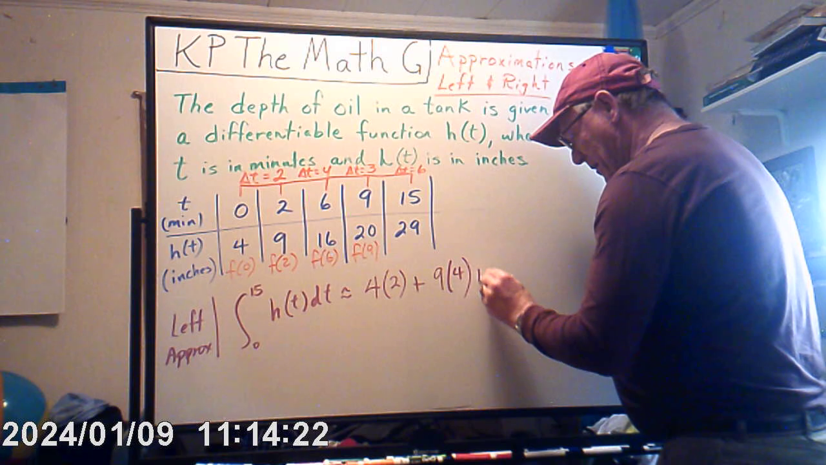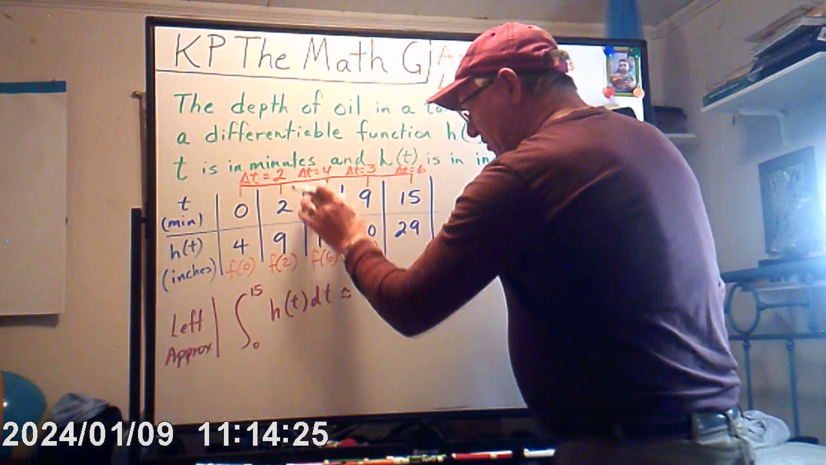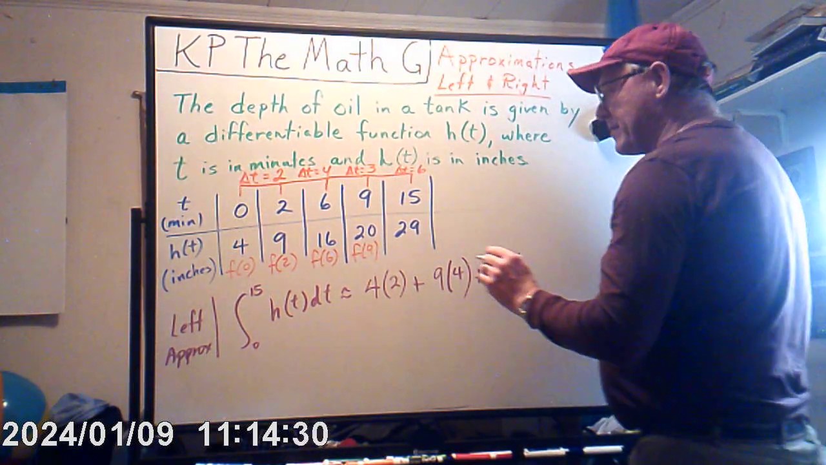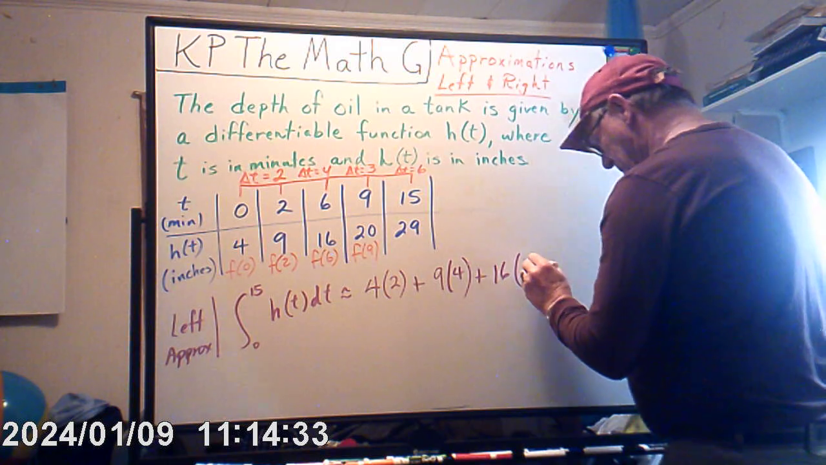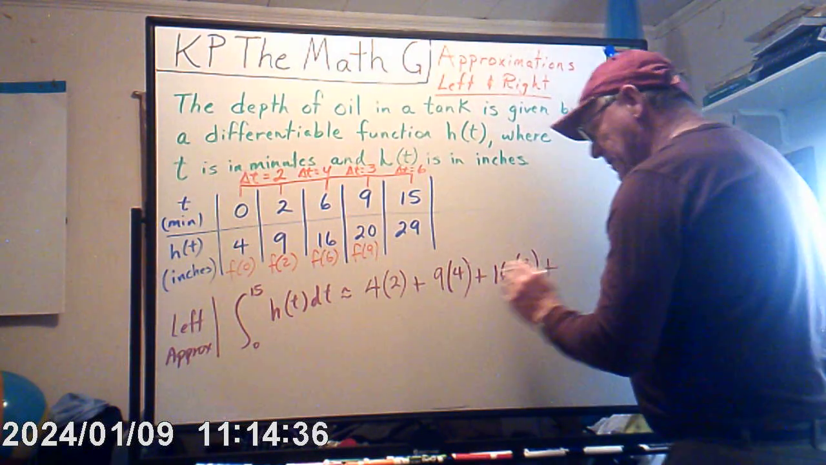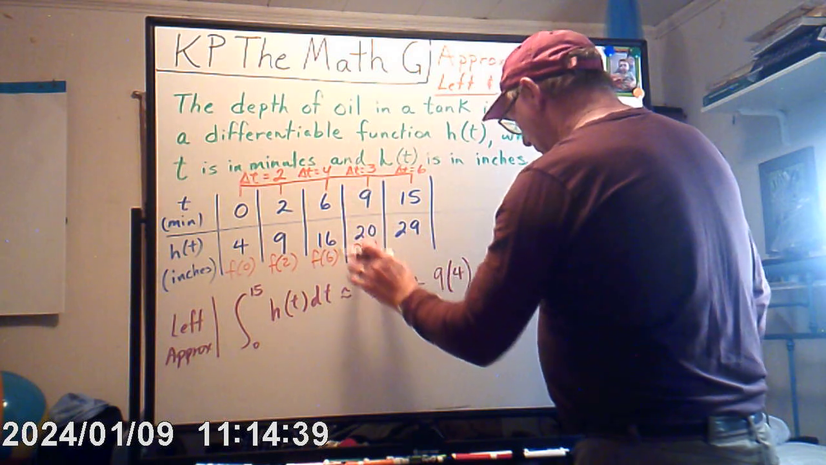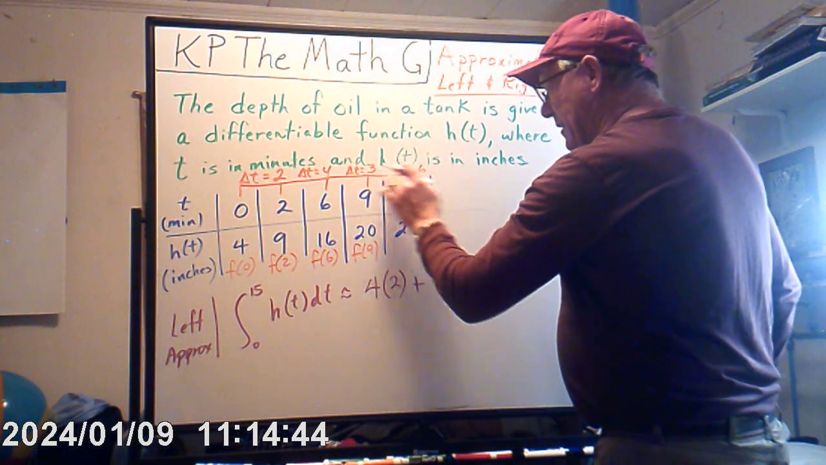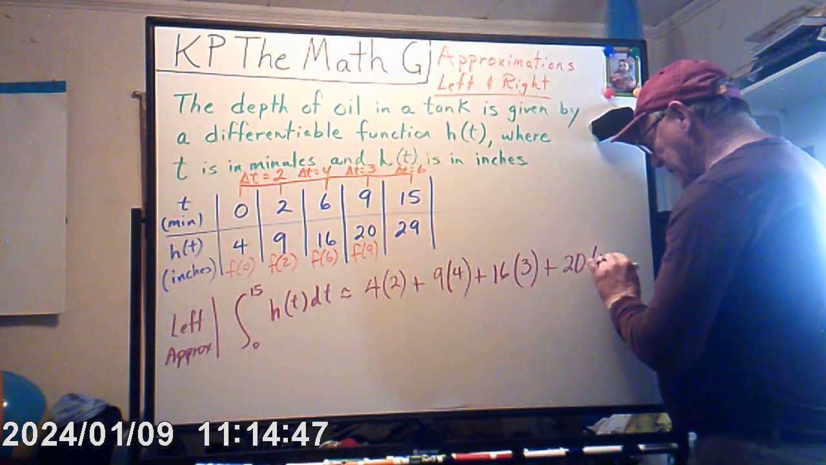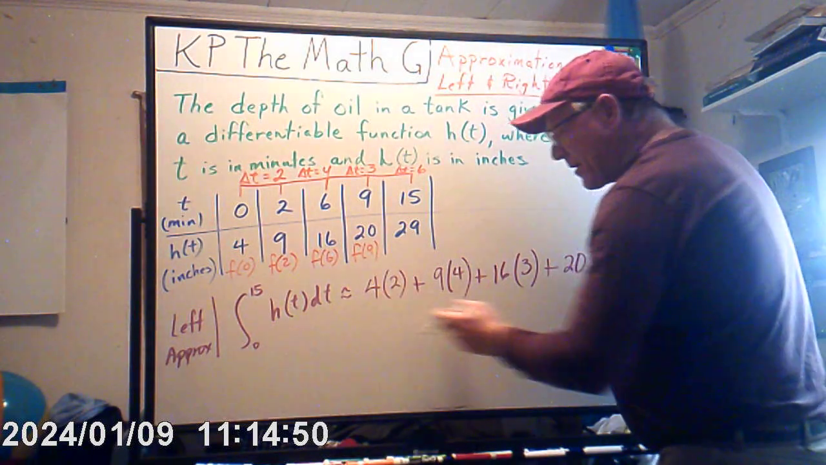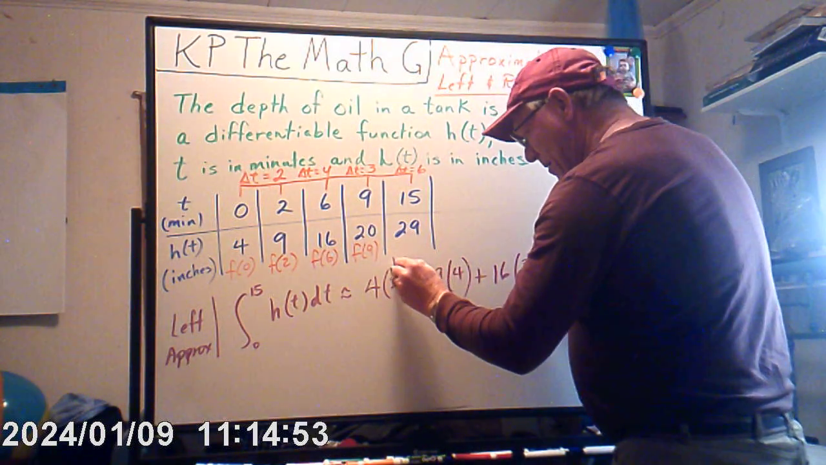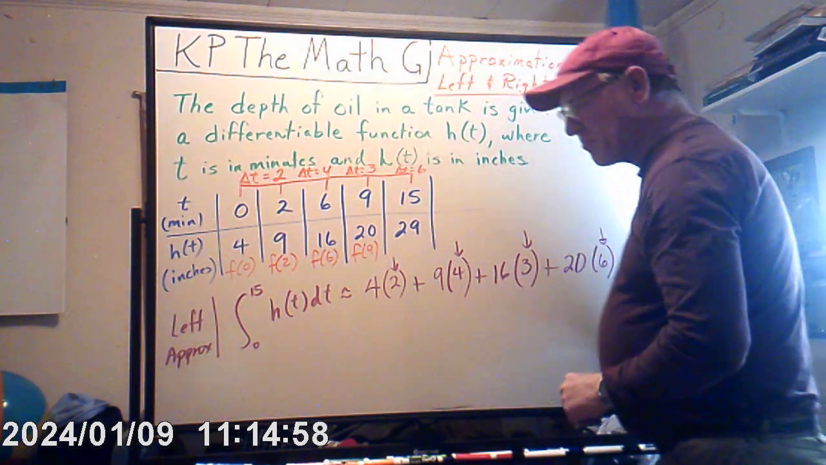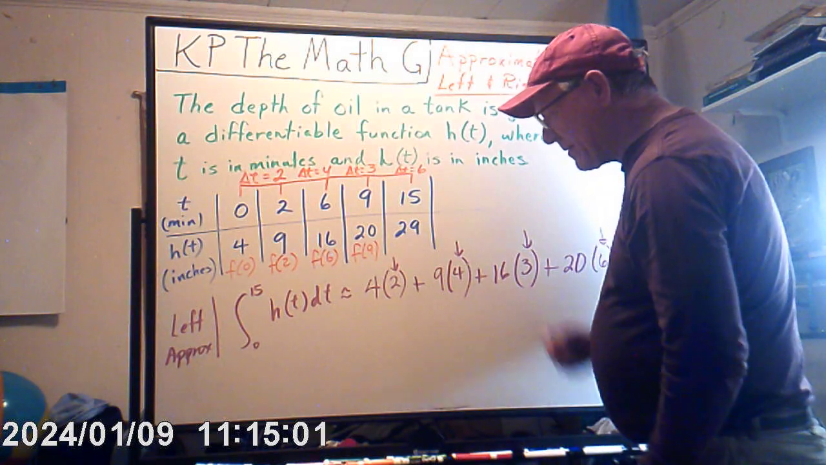Plus F at 6, which is 16. The third delta t is 3. Plus F at 9, which is 20. So 20 times the fourth delta t, which is 6. And you're going to do that whether you're doing left or right: 2, 4, 3, 6.